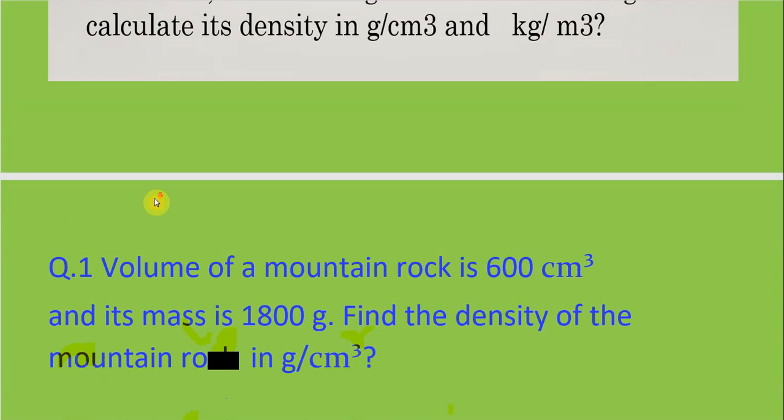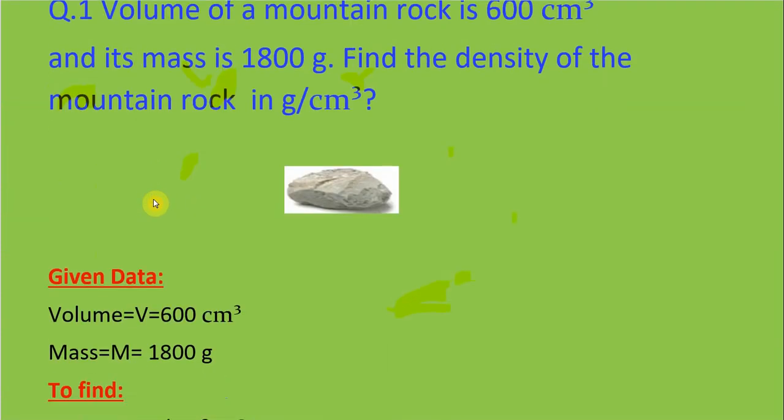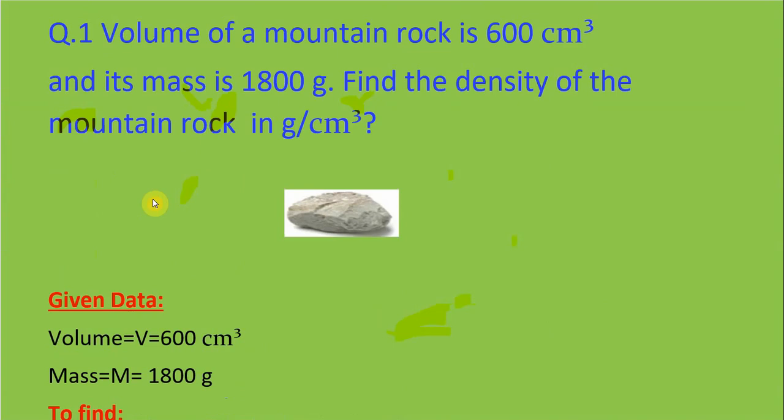Let's start with question number 1. Volume of a mountain rock is 600 cubic centimeter and its mass is 1800 gram. Find the density of the mountain rock in gram per cubic centimeter.